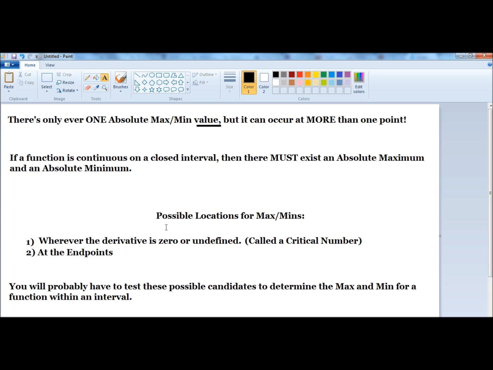Although I didn't really discuss this with a graph, the possible location for a max or min is whenever the derivative is 0 or undefined, which is also called a critical number, or at the endpoints. However, I think 9 times out of 10, you actually have to test these possible candidates to determine if they're the max or the min. Because what this gives you are just the possible locations for a max or min, and you have to actually test each particular value in order to figure out if they are a max or a min.